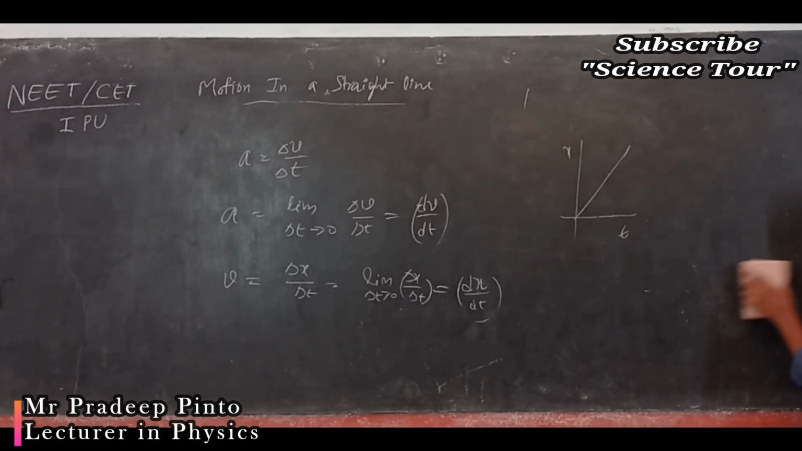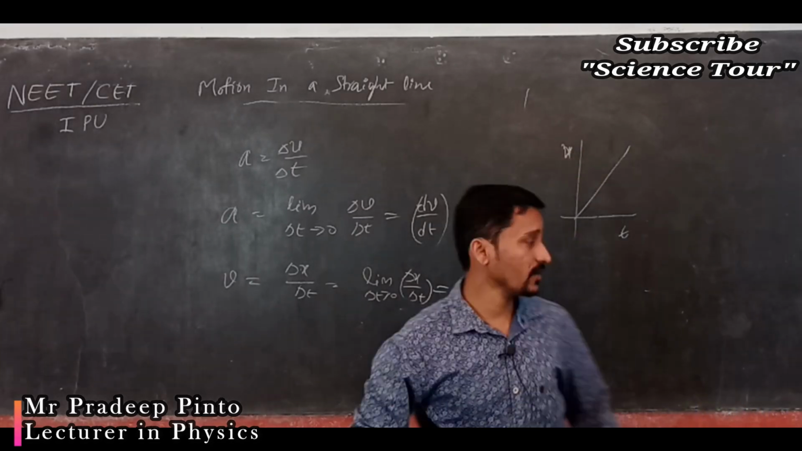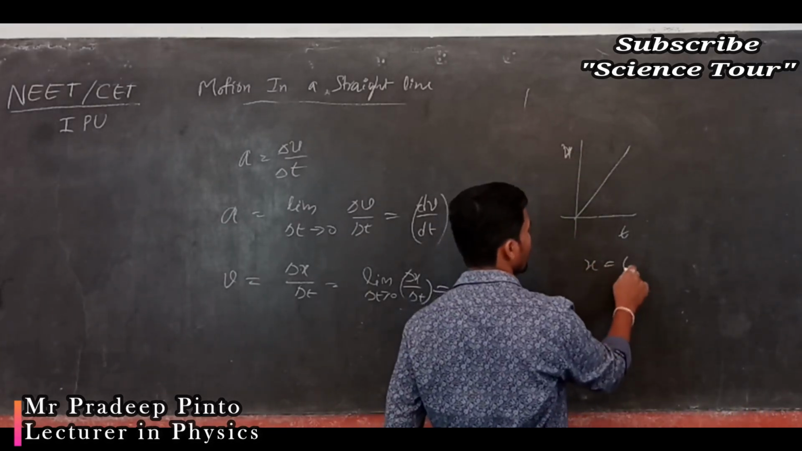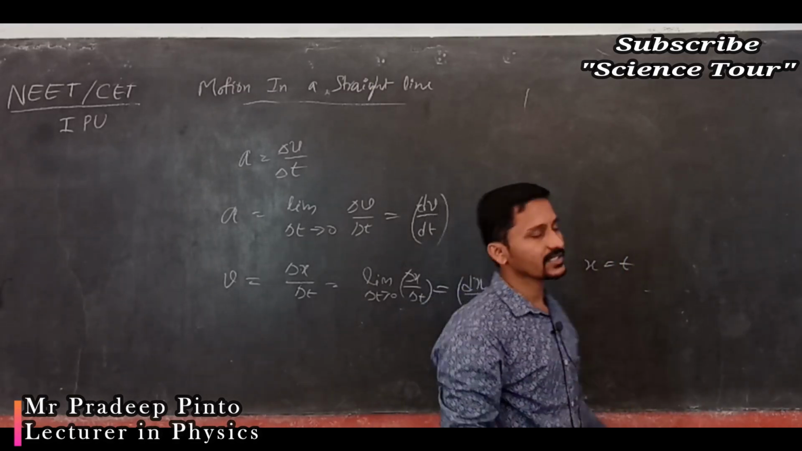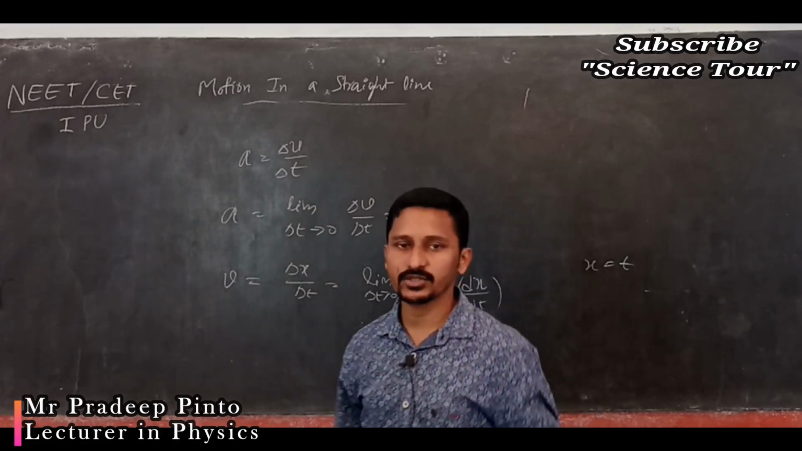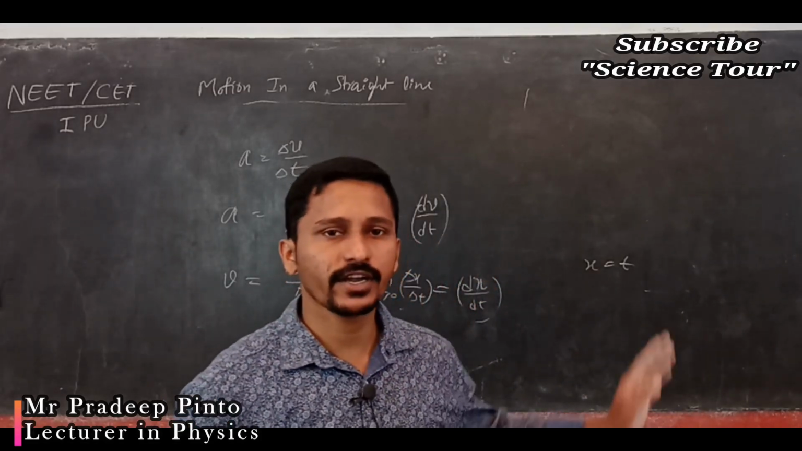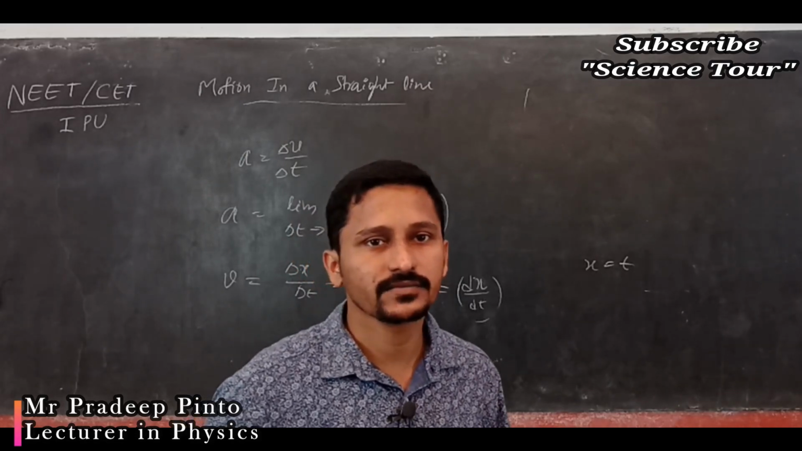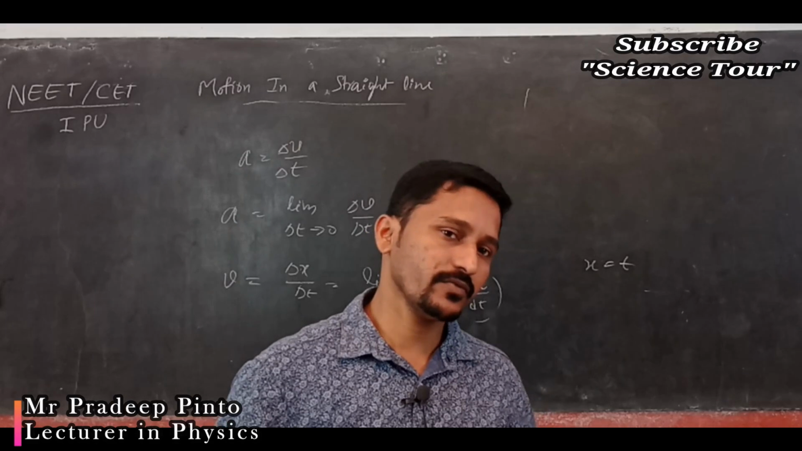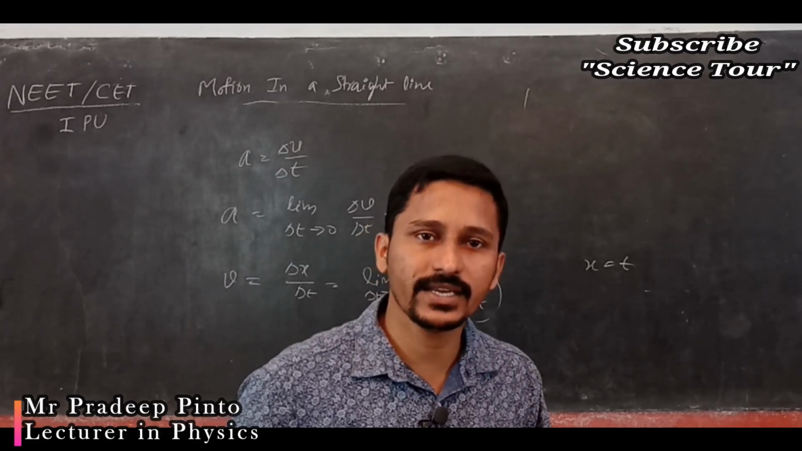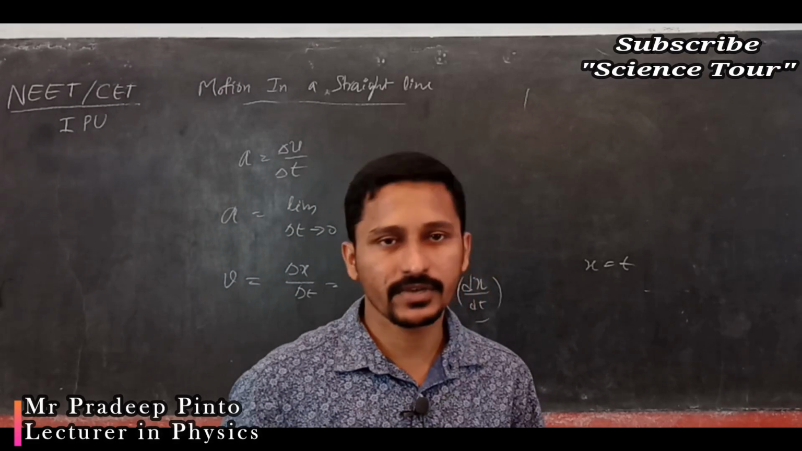Now I have a graph like this, of x and t. Can I write this as x is equal to t? Now there is no need to draw this graph. If I write x is equal to t, that means it is a uniform motion, right? There is no need to draw all those graphs. If you write the equation, it is sufficient, right? That made our work very easy. Everything will be represented in terms of equations.